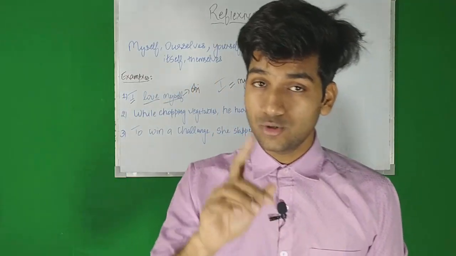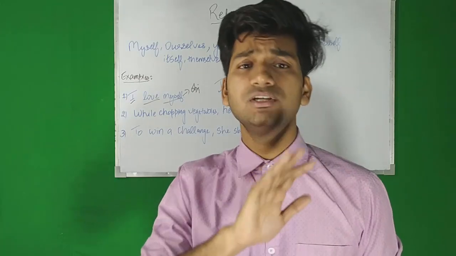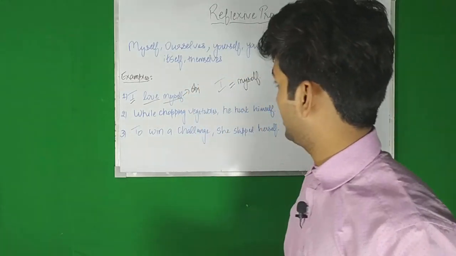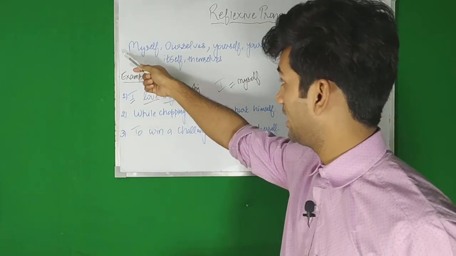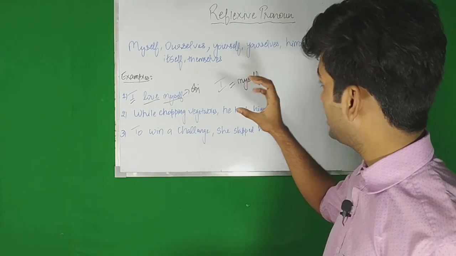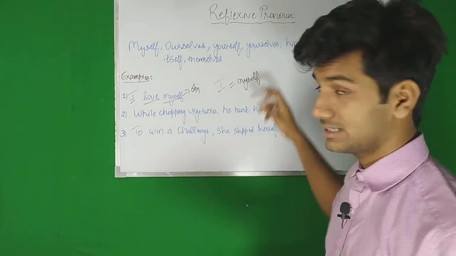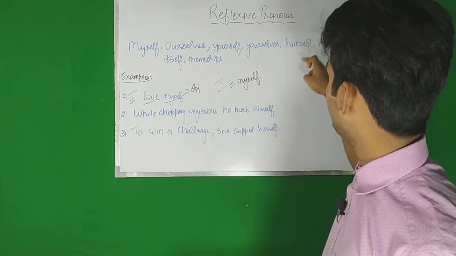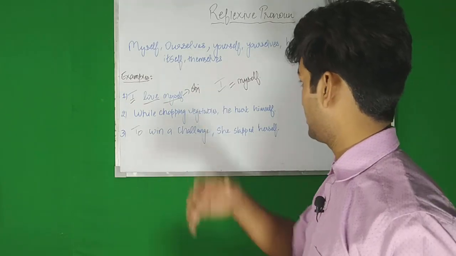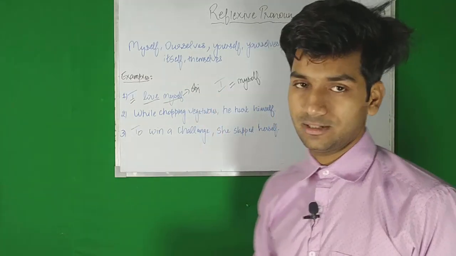And one more thing, take a note of this: we have reflexive pronouns for all the personal pronouns. For example, for I we have myself, for we we have ourselves, for you we have yourself and yourselves. I'll tell you the difference. For he we have himself, for she, herself, it, itself, they, themselves.